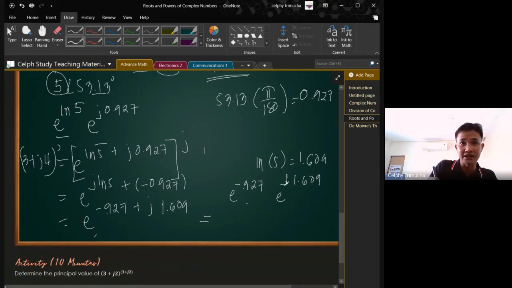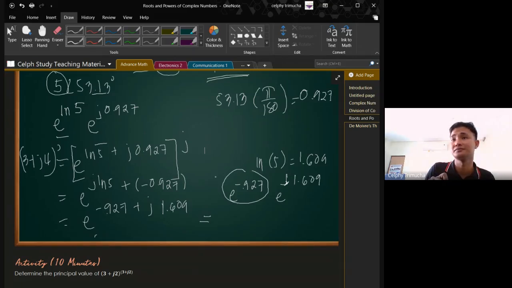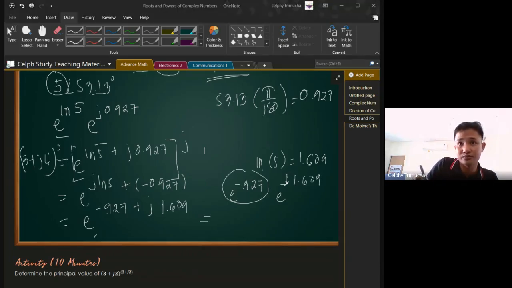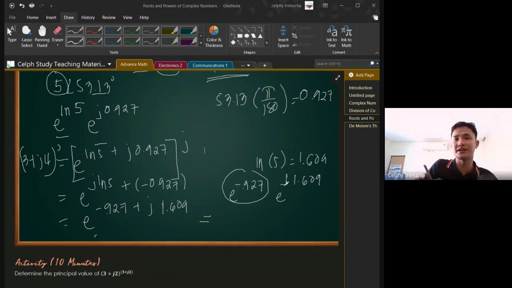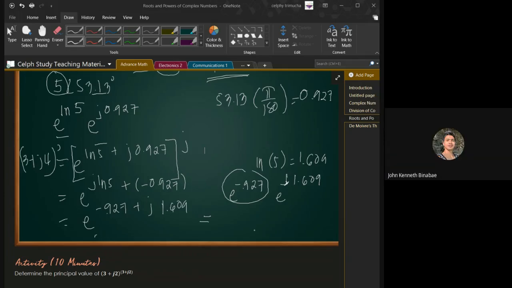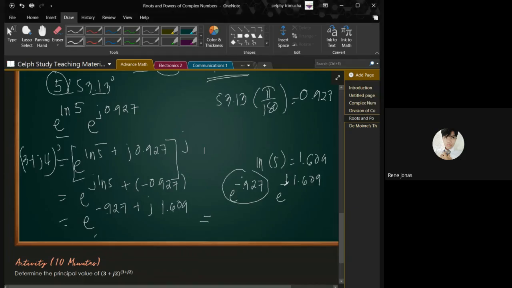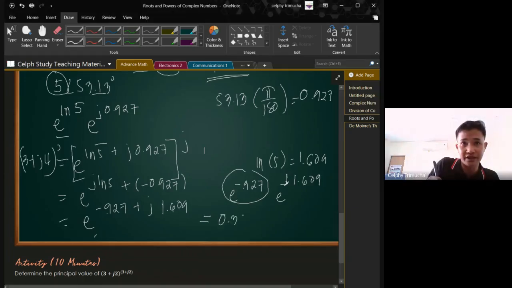So what is the value of e raised to negative 0.927? It should be three digits so that it is more accurate. It is 0.396.